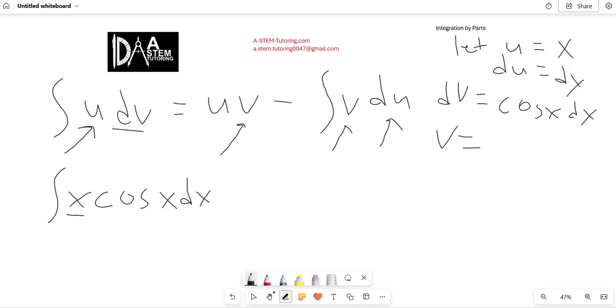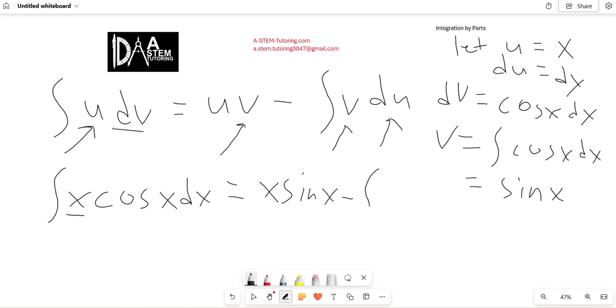So v equals the integral of cosine x dx, which equals sine x. Now we have everything we need to apply this formula for integrating by parts. So we can say this equals uv, x sine x, minus the integral of v du, which is merely sine x dx.